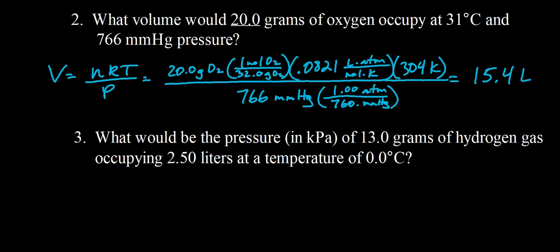All right, here's my setup. You get 15.4 liters as your answer. If you broke this up into steps, multiple steps, that's fine. So you could have taken the grams of oxygen, converted that to moles first. And so we get 0.625 moles of oxygen.